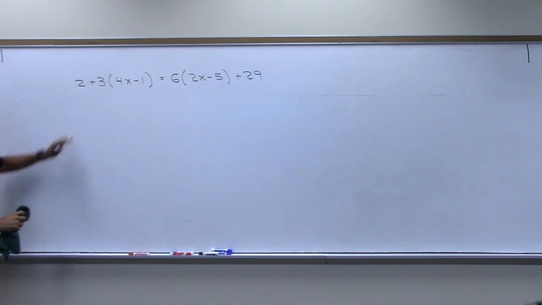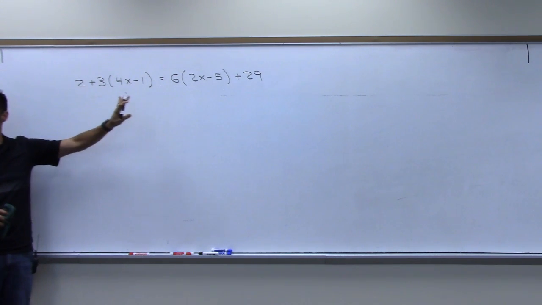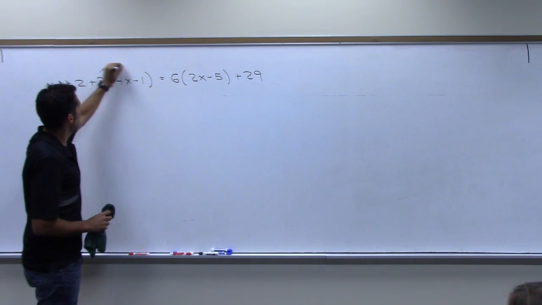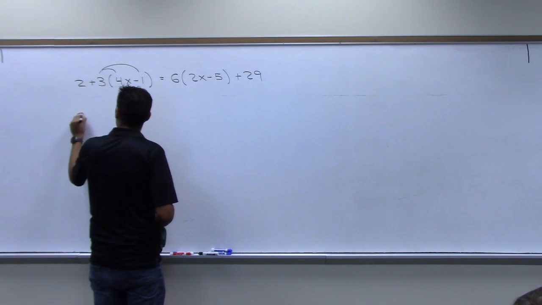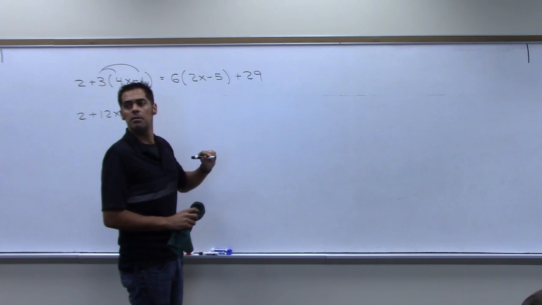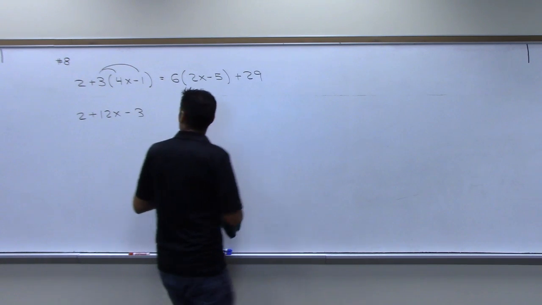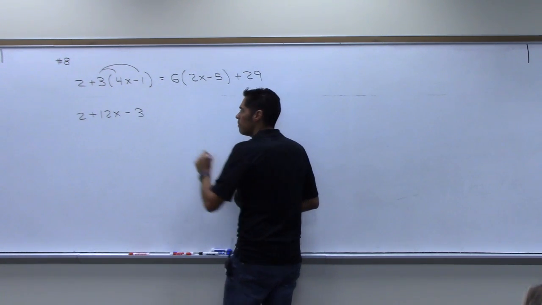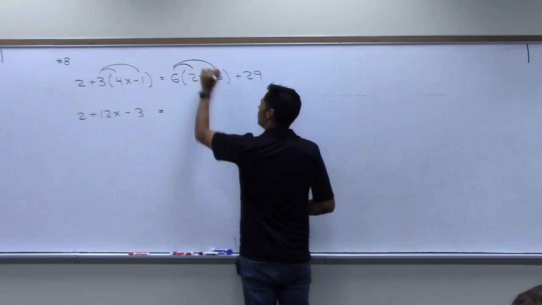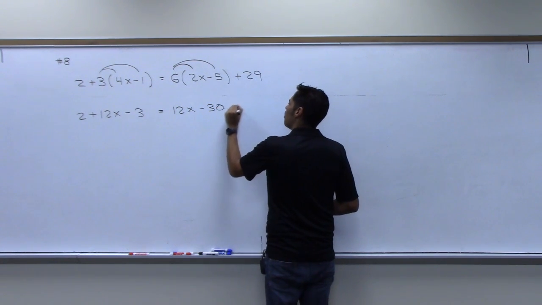All right, so let's try this. I'm going to solve for x, and I'm going to remove the parentheses first. Is that what you did first? Remove the parentheses, like distribute? So you distributed a 3 through here, and did you get 2 plus 12x minus 3? Number 8? Okay, number 8. That's what you got when you distributed? We good up to that point? Okay, then you distribute the 6 through, and you get 12x minus 30 plus 29.